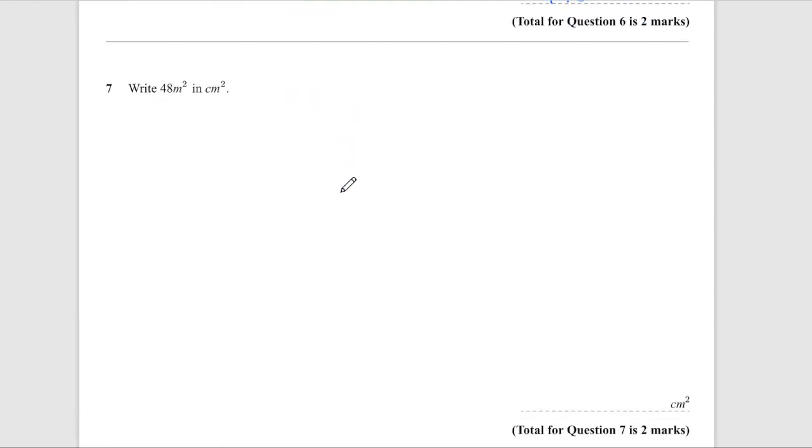And question 7, write 48 meters squared in centimeters squared. Well, 1 meter squared is going to be equal to 100 centimeters times 100 centimeters. So 1 meter squared is going to be equal to 10,000 centimeters squared. So 48 meters squared is going to be equal to 480,000 centimeters squared.